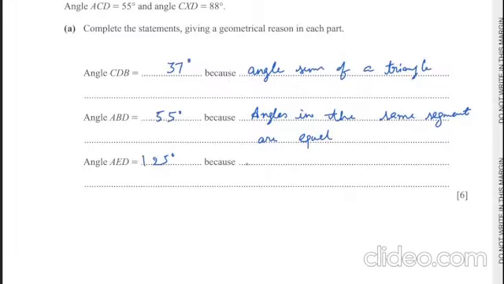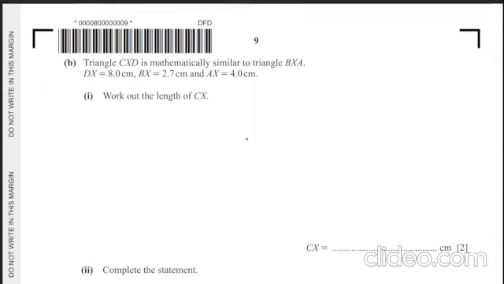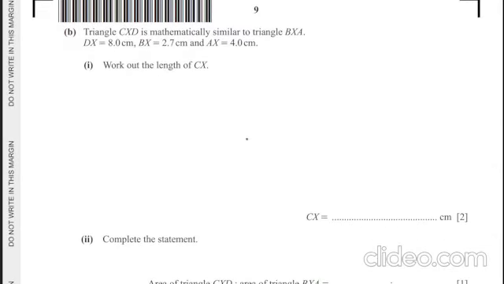degrees, and the reason is opposite angles of a cyclic quadrilateral add up to 180 degrees. So that was a 6 marker question.